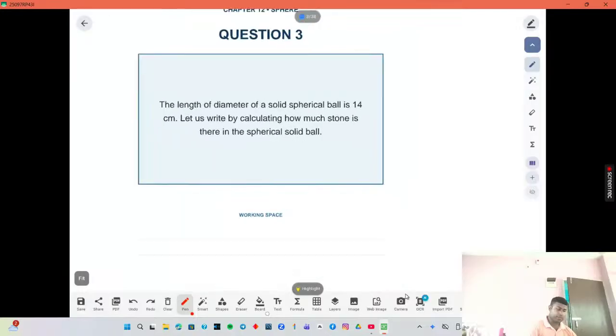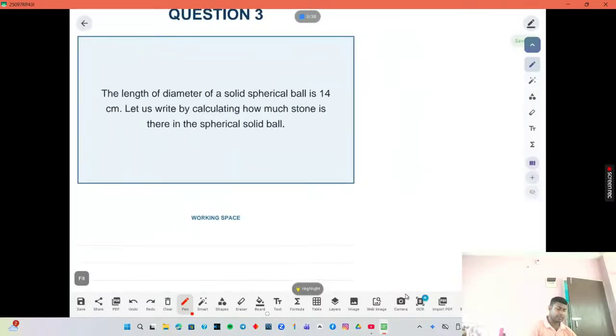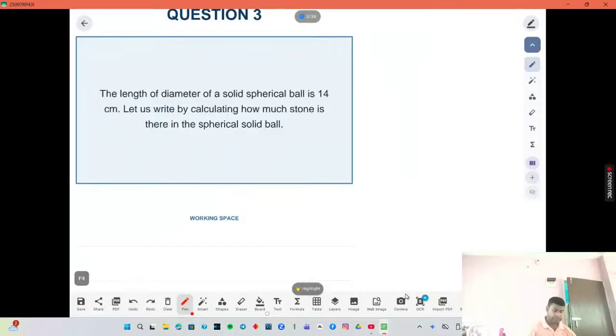So here, the next question is given as: the length of the diameter of a solid ball is 14 centimeter. Let us write by calculating how much stone is there in the spherical solid ball.